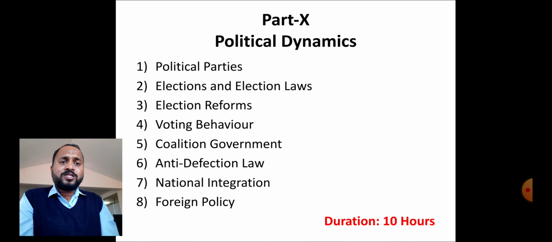And coming to the last part, political dynamics, which keep changing day by day. What we have in India to conduct a smooth administrative machinery, we have civil servants, we have public servants, right? And to make laws, for legislation, we have politicians. For that, we'll discuss political parties here. Politicians represent their own political parties. How elections are conducted, what the election laws are, how election laws evolved over time. Election reforms we'll discuss. We'll discuss voting behavior, coalition government, and anti-defection law. It is in the news now.